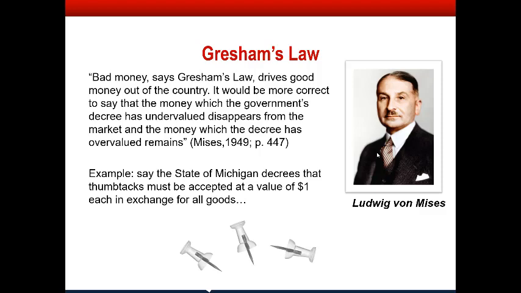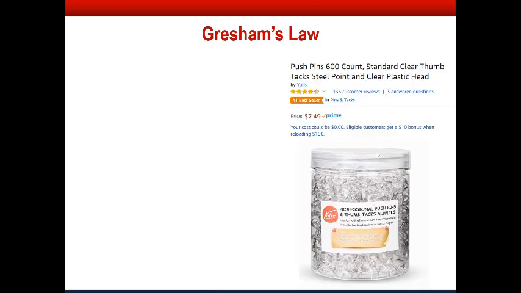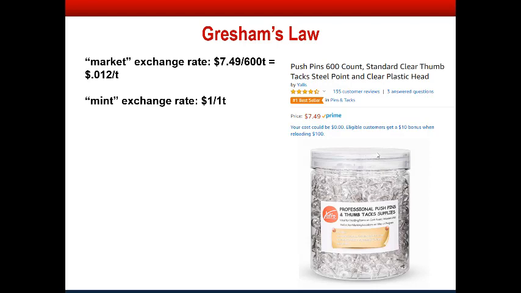So I actually did some looking on Amazon, and I found that you could get 600 push pins or thumbtacks for $7.49. So that would be what we call a market exchange rate of $0.012 per tack, 1.2 cents per tack. Okay, the mint exchange rate, in other words, the decreed value from the government, is $1 per tack, and that works out to 80 tacks per dollar. So the mint price of tacks is much higher than the market price of tacks.